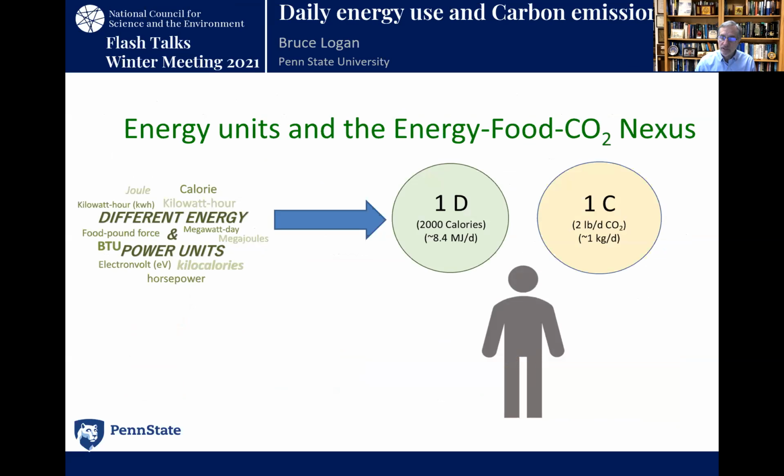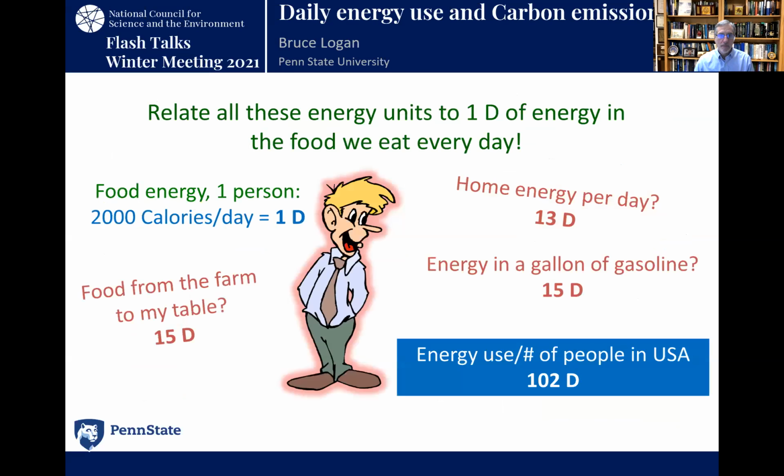And similarly, we can do that for carbon emissions because 2,000 calories results in each person emitting about 2 pounds of CO2 per day. Let's call that 1C. So now when you look at this, your 1D of energy to run you, it takes about 13D of energy to run your home in terms of electricity. A gallon of gasoline has about 15D. And the food that comes to your table, those 2,000 calories, it takes about 15D to get there.